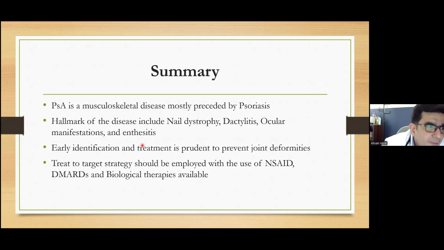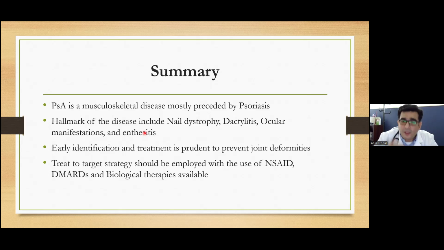So, in summary, psoriatic arthritis is a musculoskeletal disease which mostly begins with psoriasis, followed by inflammatory arthritis, which can be both axial as well as peripheral. Extra-articular findings include, of course, psoriasis itself, and then most commonly nail dystrophy, dactylitis, ocular manifestation, and enthesitis. Early identification is really important because 1 out of 5 patients with psoriasis will eventually progress to psoriatic arthritis.